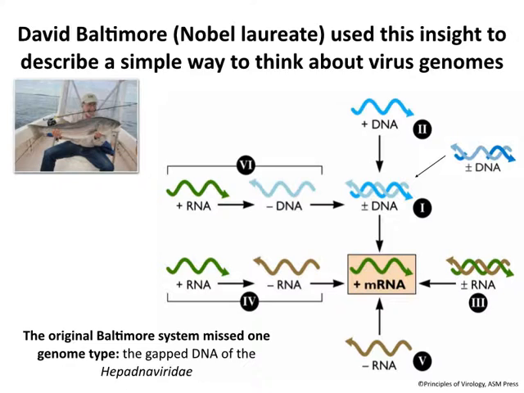Okay, so this is the Baltimore scheme. It's really brilliant because it allows you to figure out, if I just threw out at you a double-stranded RNA virus, you could tell me exactly what has to happen when that RNA gets into a cell if you just think mRNA is the goal. That's what we have to reach.